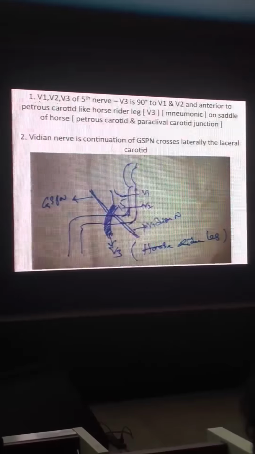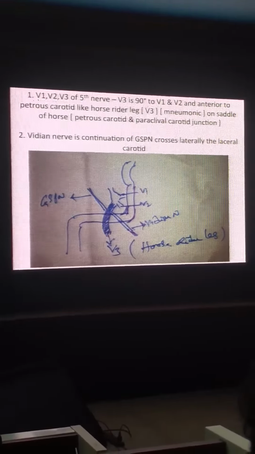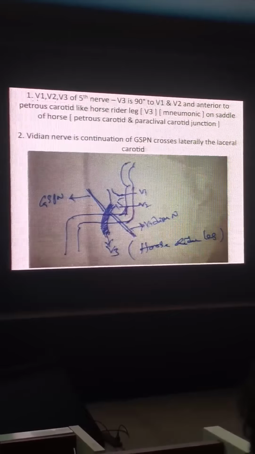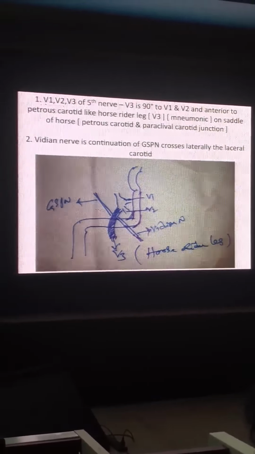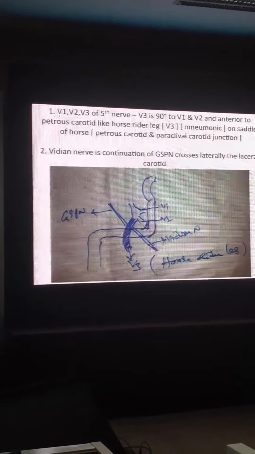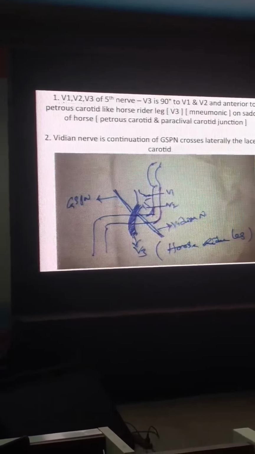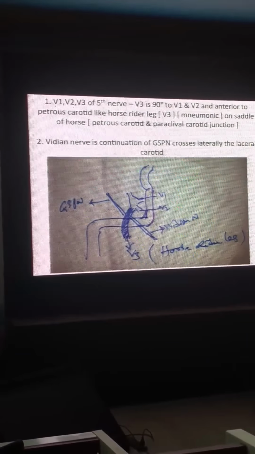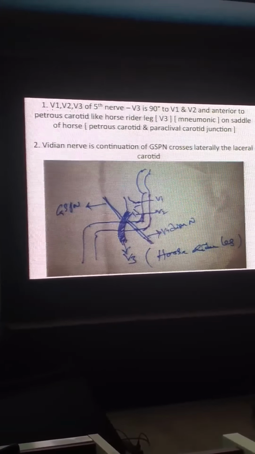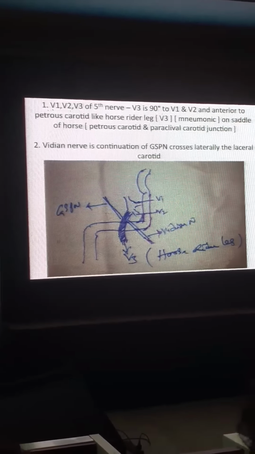And this V3 is like a horse rider's leg. It comes anterior to the petrous carotid. Our GSPN, continuing as the vidian nerve, lies medial to that and lateral to the lateral carotid. That is called the quadrangular space. In the middle cranial fossa approach, the anterior one third of the petrous bone is again divided into T and Q. There also you get a quadrangular space. Two Qs are there in the whole skull base. This is the quadrangular space Q, and that is also Q.